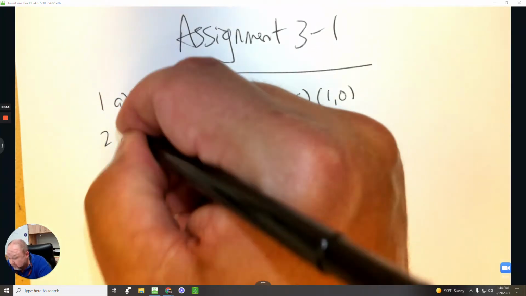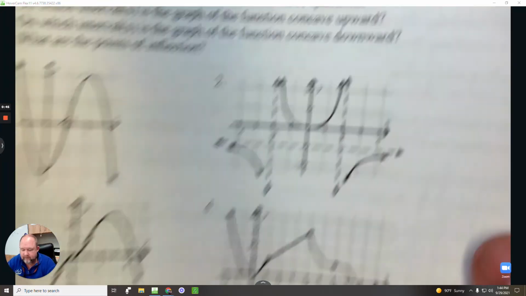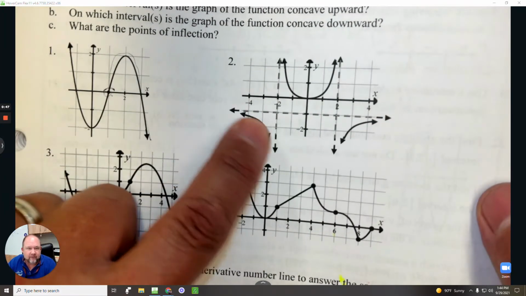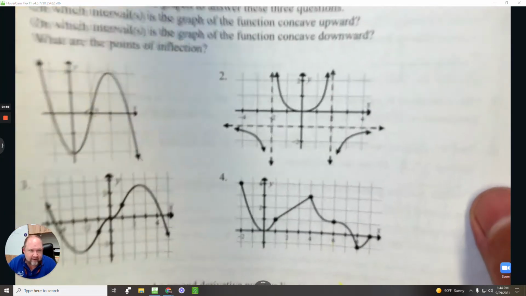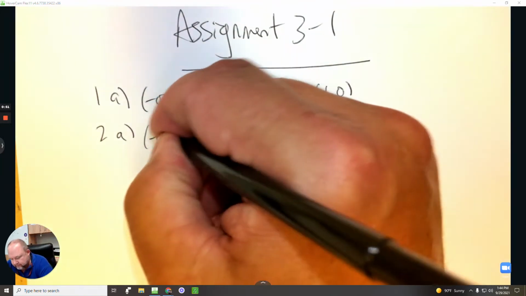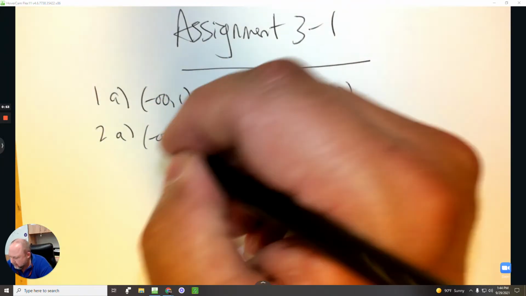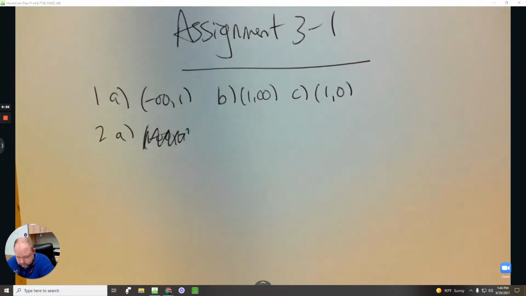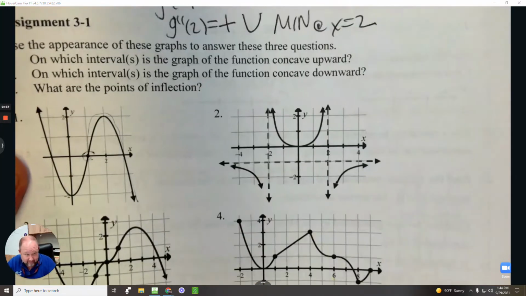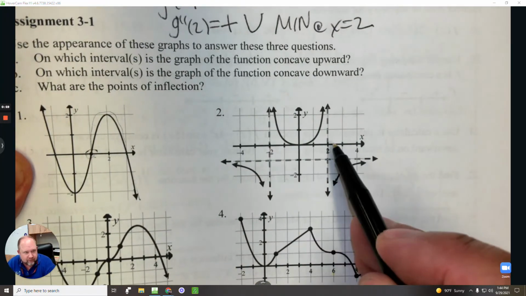For number 2, look off the graph. The first part of the graph is concave down. That's negative infinity to negative 2. Oops, I want to do concave up first, sorry. So what part of the graph is concave up? From negative 2 to positive 2.